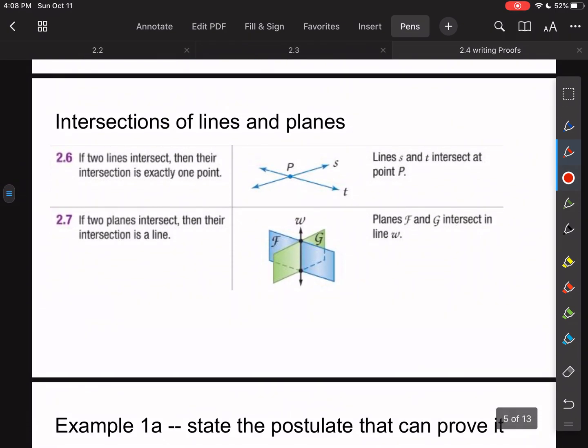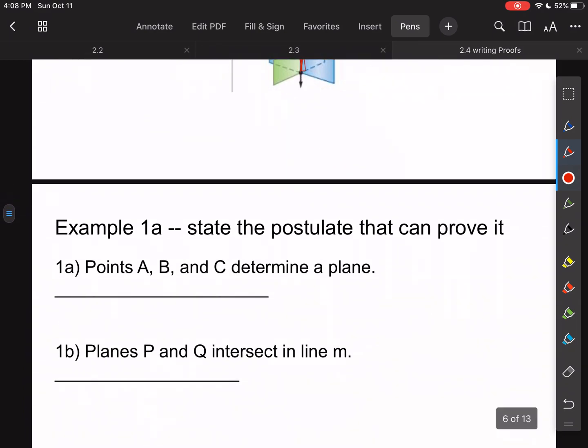2.6, if 2 lines intersect, then their intersection is exactly 1 point. And 2.7 says if 2 planes intersect, imagine 2 pieces of paper intersecting, then they intersect at exactly 1 line. Okay, that's 2.7. So then example 1a says state the postulate that can prove it.